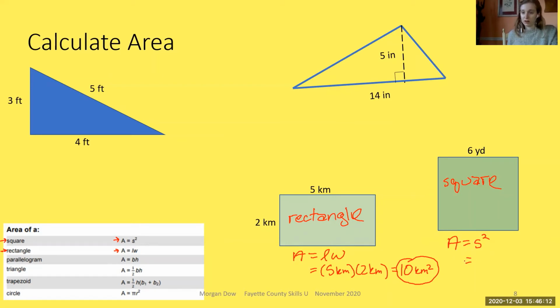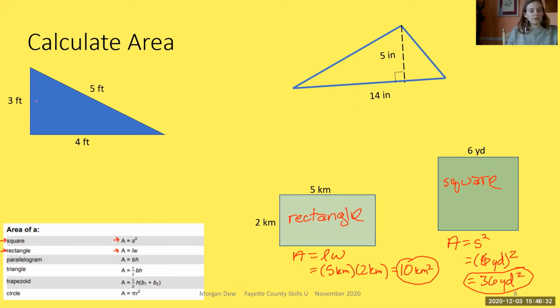So for this square, the side is 6 yards. And so I'm going to do 6 yards squared, which means 6 yards times 6 yards. And that will give me 36 square yards. And that's my area.